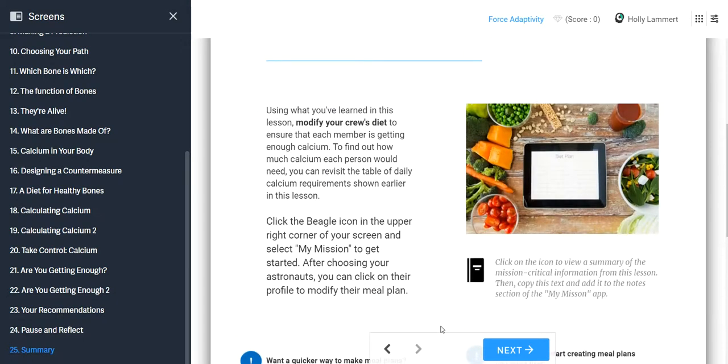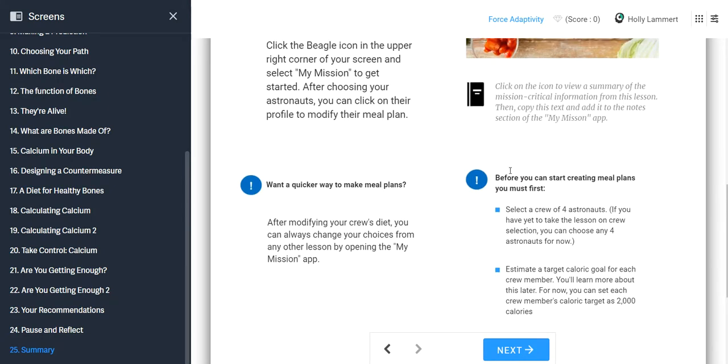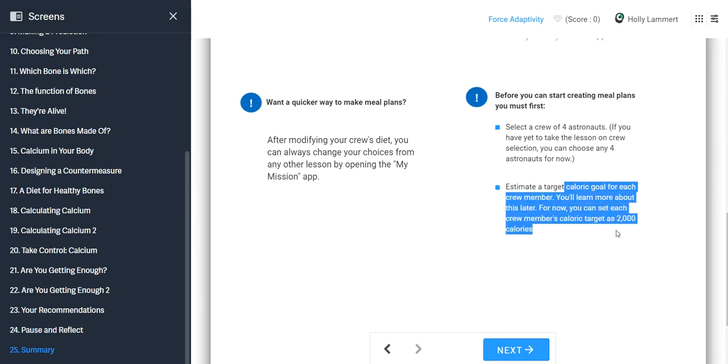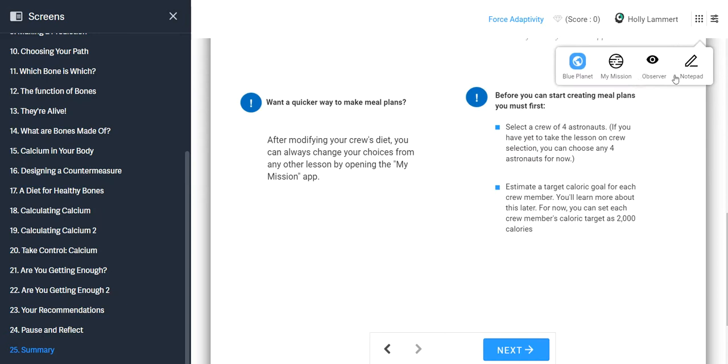All right, and finally we're going to go in, and this is the bulk of your work here, which is to modify your crew's diet to make sure each is getting enough calcium. And so you're going to select your crew and then estimate the total caloric goal for each crew member. You'll learn more about this later. For now, we'll just set it at 2,000.